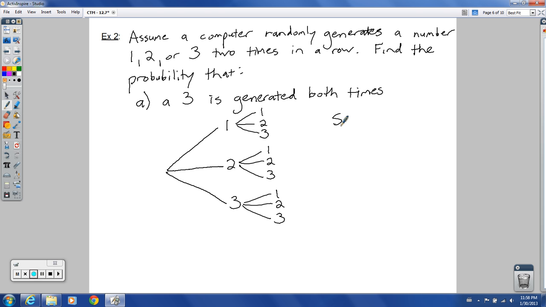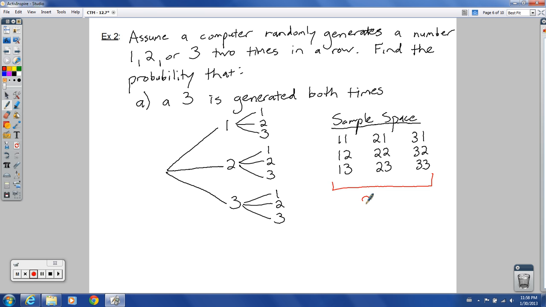So the sample space would include 9 different numbers. 3 times 3 is the number of ways that can happen. So we have a 1 and a 1, a 1 and a 2, and a 1 and a 3. You also have a 2 and a 1, a 2 and a 2, and a 2 and a 3, and a 3 and a 1, 3, 2, and 3, 3. And so what are the total number of ways? Let's put this in a different color. Right here there are 9 total sample points.